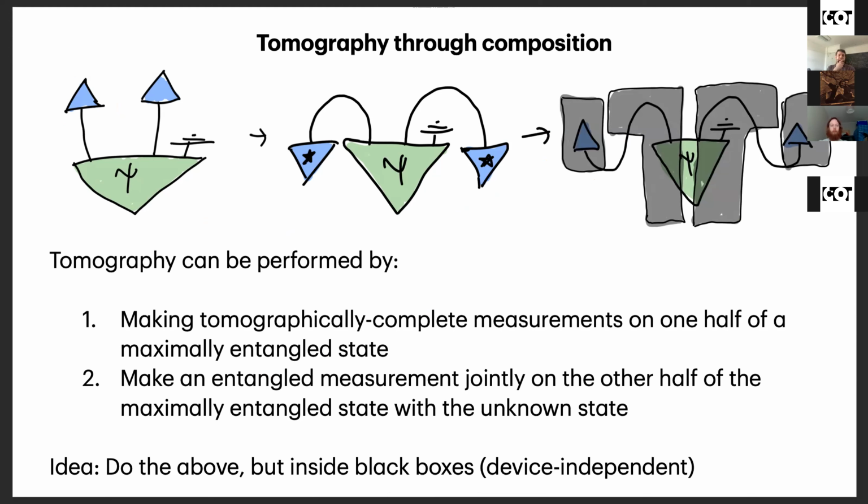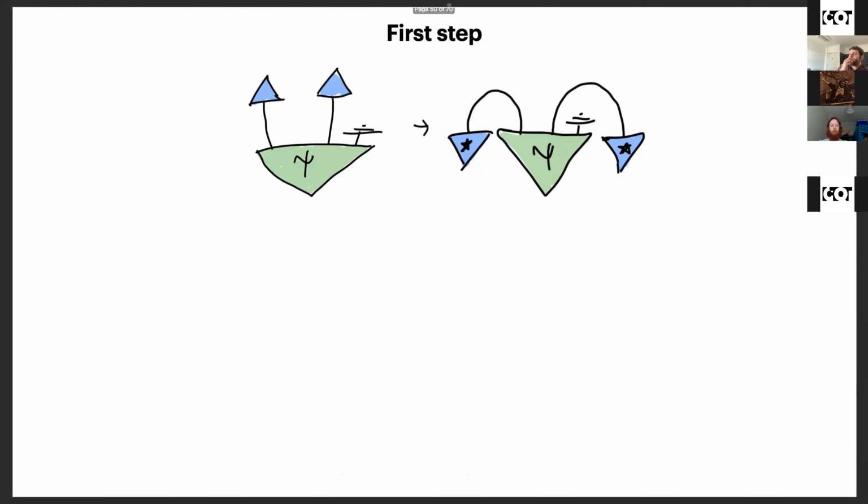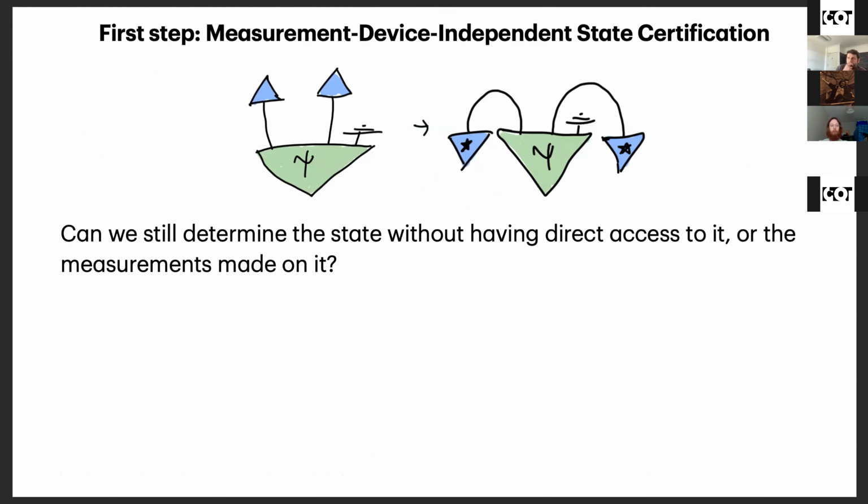Now the idea, to go from everything being open and accessible, is we want to do the above, but now inside black boxes. So now we want to go from having access to all of these things to each of these elements of this primitive being inside black boxes here. Some of the measurements are inside some black boxes and some inside other black boxes. The first step is to go from the thing on the left to the thing on the right by bending round. Now the question is, can we still determine the state without having direct access to it or the measurements made on it?